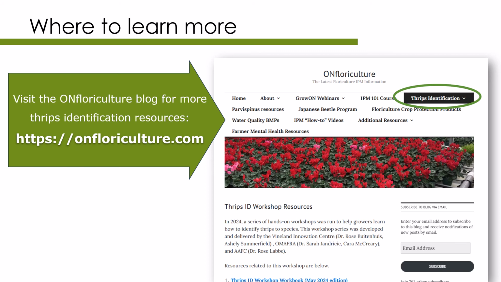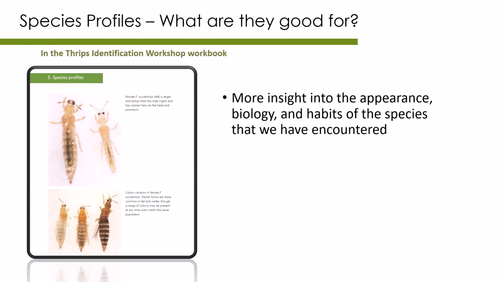You'll find more information about thrips species featured in our key in our Thrips Identification Workshop workbook, which you can find on the On Floriculture blog. In the workbook, we've included some more insights into the appearance, biology, and habits of each species, along with a few reference photos. After you've used the key to ID your specimen, these species profiles should be used to confirm your ID to make sure that the results make sense.